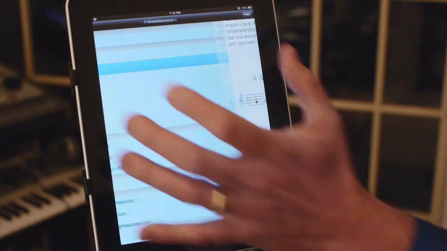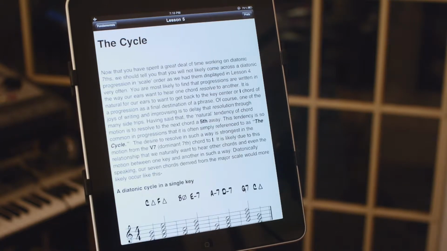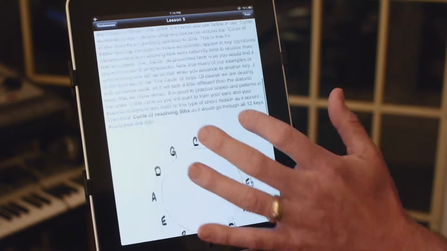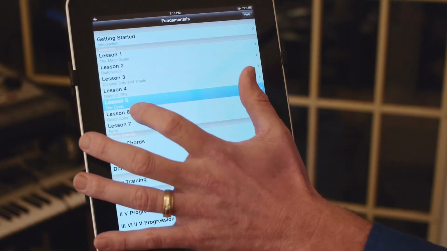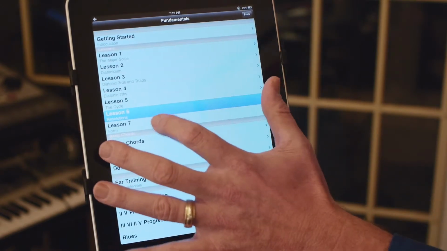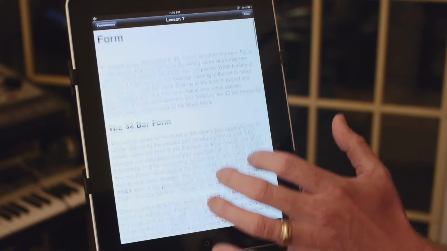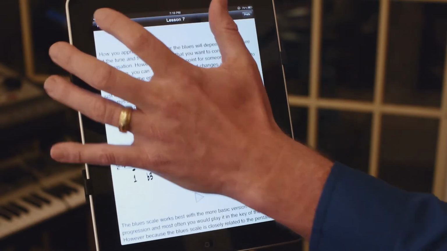Okay, as we progress through Fundamentals, we cover building thirds, diatonic thirds and triads, diatonic sevenths. We get into detail about understanding the cycle, very common chord motion in the jazz language. And we get into resolutions, basic resolution, as well as form. Very important concept to understand as an improviser.